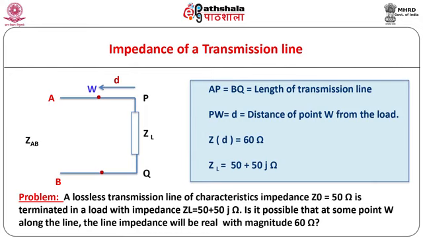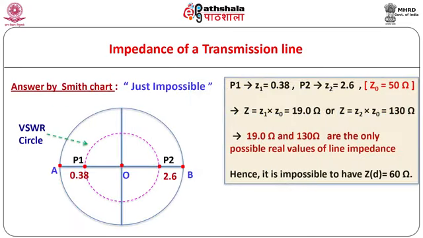A lossless transmission line of characteristic impedance 50 ohm is terminated in the load with impedance 50 plus 50j ohm. Is it possible that at some point along the line impedance will be real with magnitude of 60 ohm? One may try to get the answer analytically by determining the value of D so as to obtain impedance Z at D equal to 60 ohm. Use of the Smith chart gives the answer, just impossible, within a very short time.